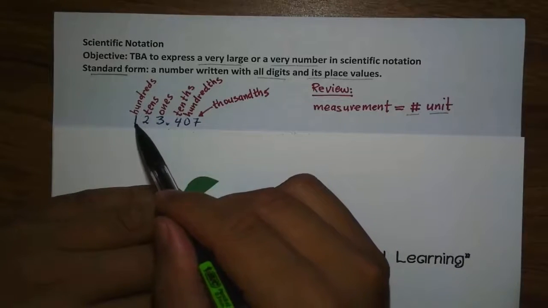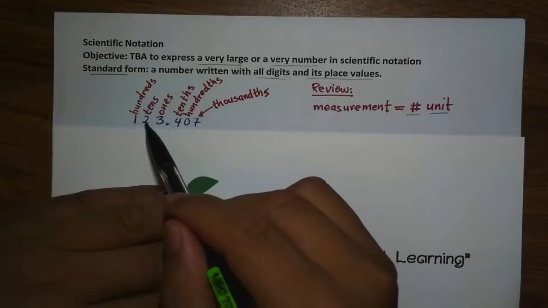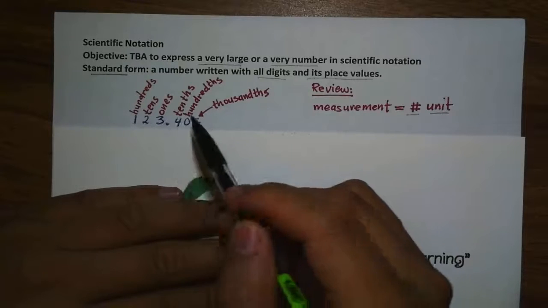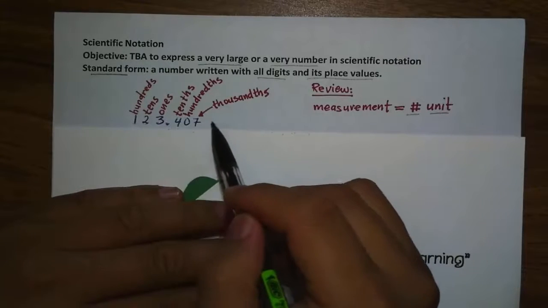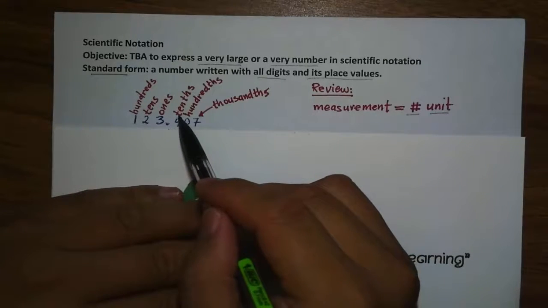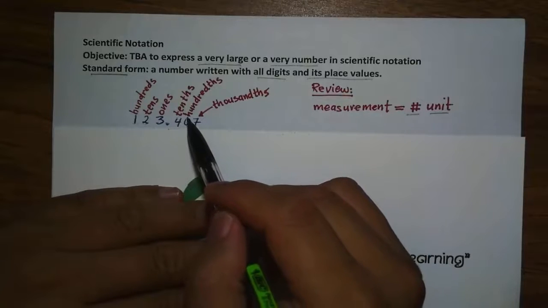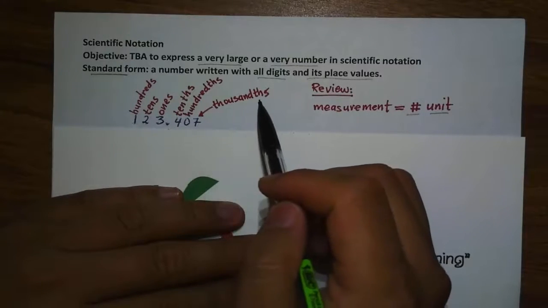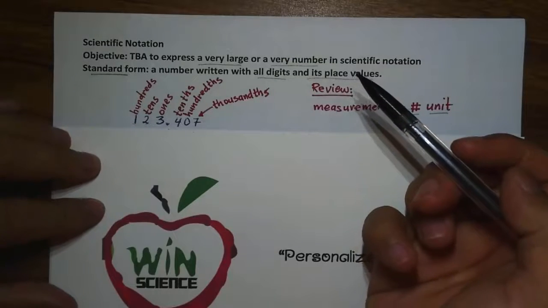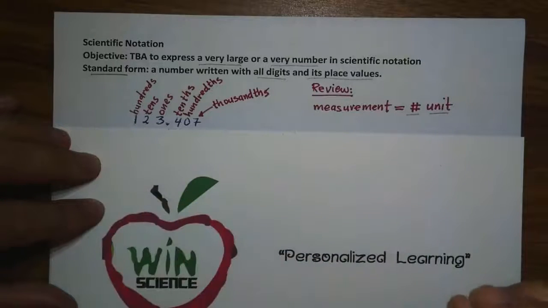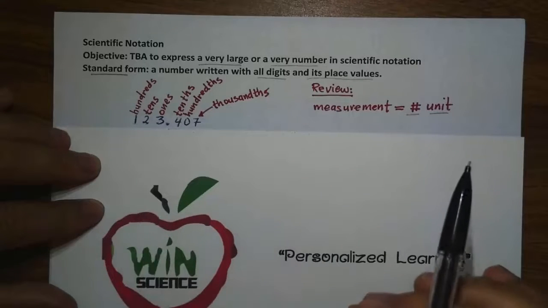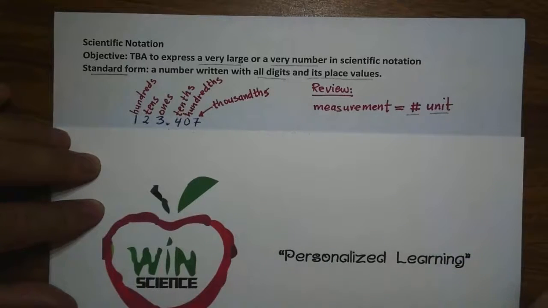For instance, this one represents the hundreds, this one represents the tens, and this one represents the ones. Then we move down. After the decimal, this 4 represents the tenths, this 0 represents the hundredths, and this 7 represents the thousandths. But using scientific notation, we can express the same number in a different form.